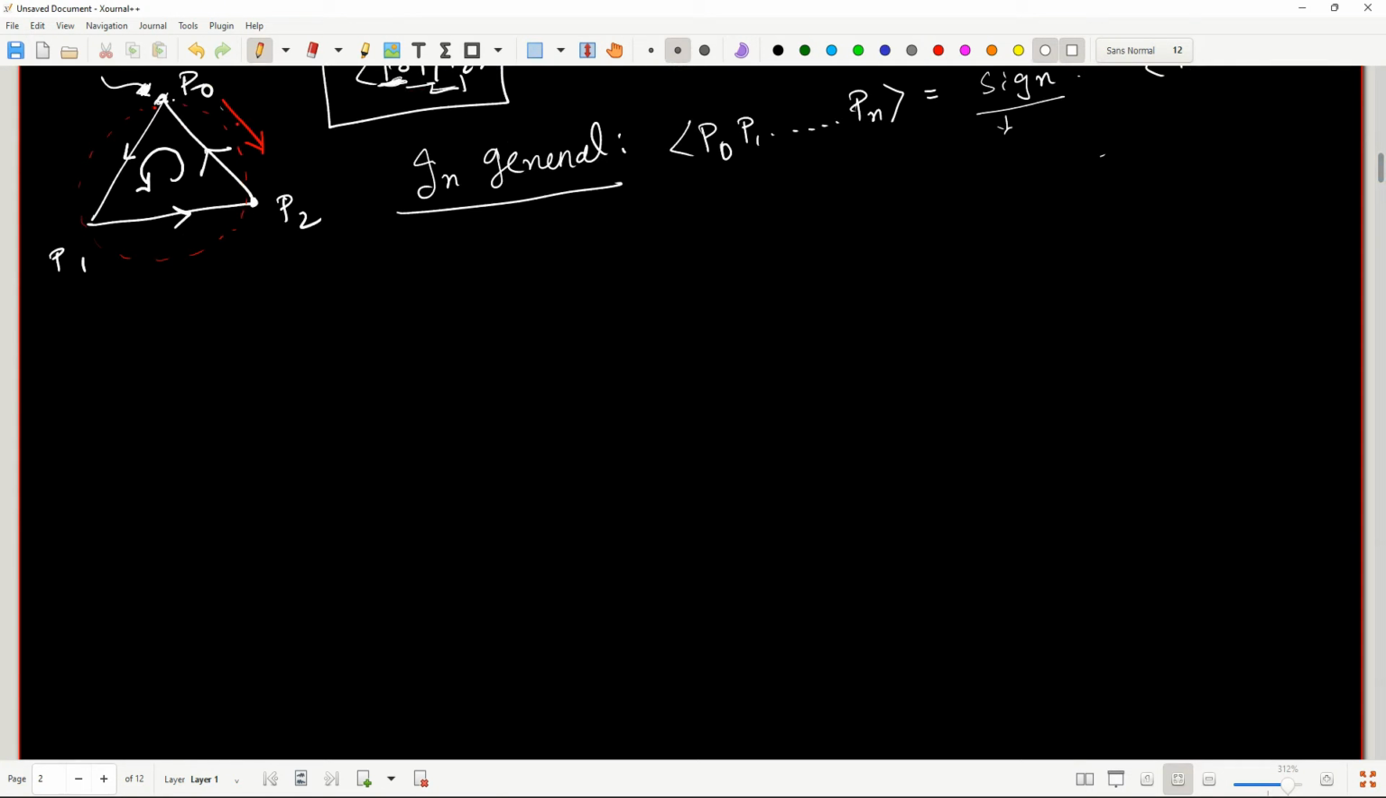So let's say we start from P0. So from P0 we can go to P1 and then P2. So this is P0, P1, P2, like this. Then we can start from P1 as well, right? So if we start from there, first we start from P1, then we can go to P2, and then we can go to P0. So P1, P2, P0. And then we can start from P2, we can go to P0 and then P1. So P2, P0, P1.